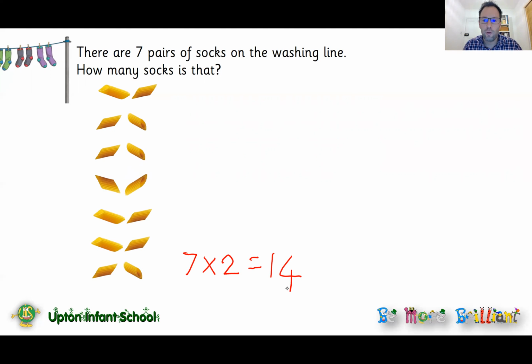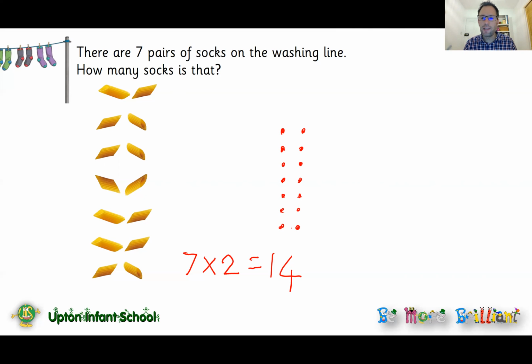Okay, I could, of course, have drawn this array instead of making it with pasta. I could have drawn it like this: 1, 2, and another 2, and 3 lots of 2, and 4, 5 lots of 2, 6 lots of 2, 7 lots of 2, and then I can count up all my dots. 7 lots of 2 is 14.